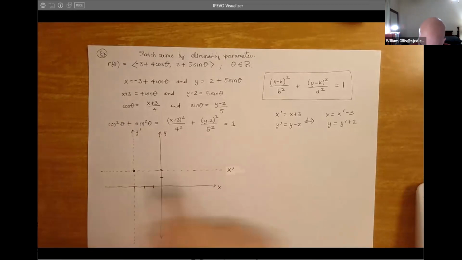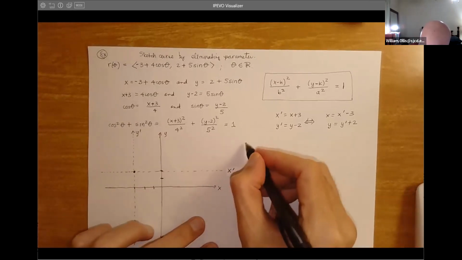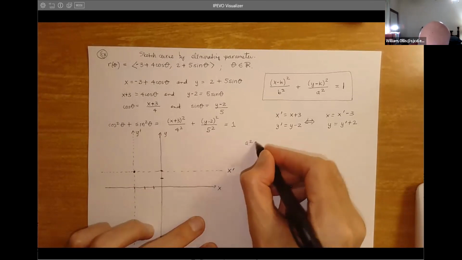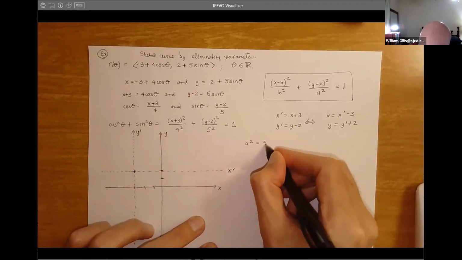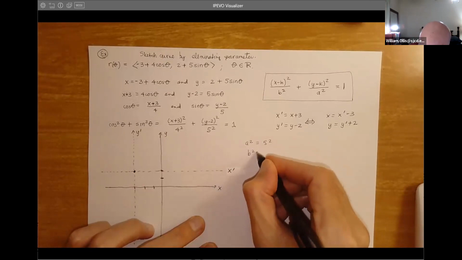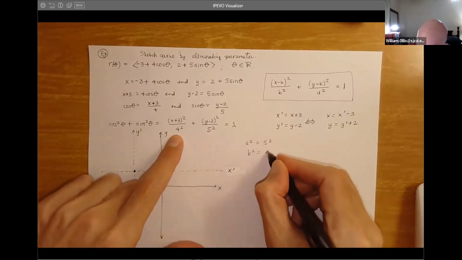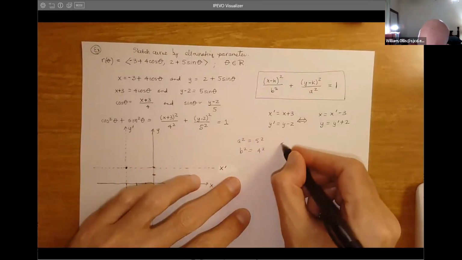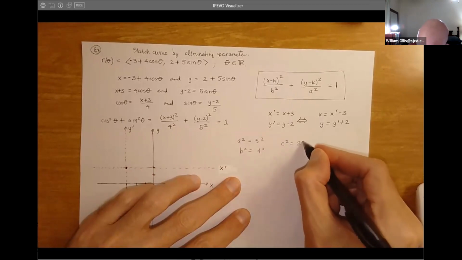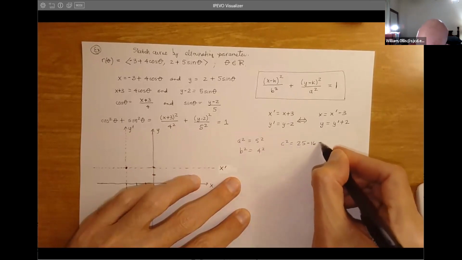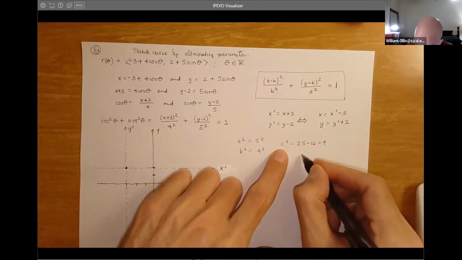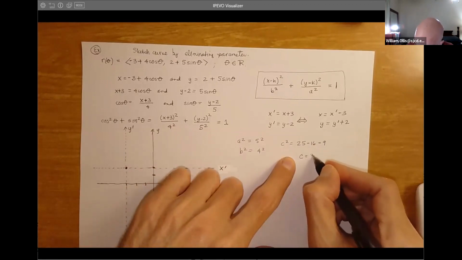Okay, so now if we look at this, we're thinking, all right, well, what are the vertices? So a squared equals 5 squared, b squared equals 4 squared. And so we know c squared equals a squared minus b squared from pre-cal. So that's 9. So we take the principal square root, c is 3.